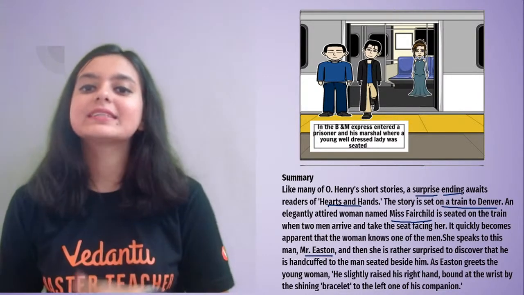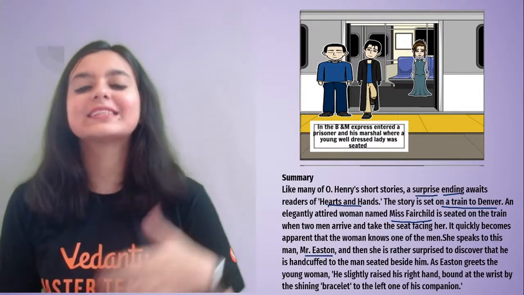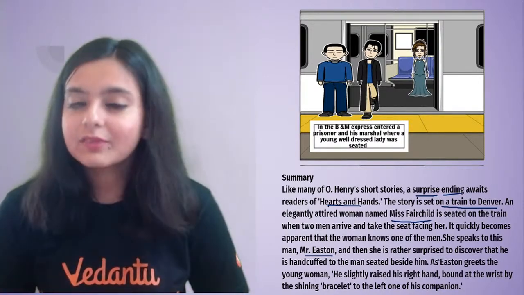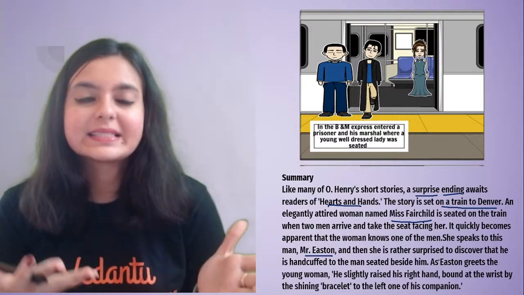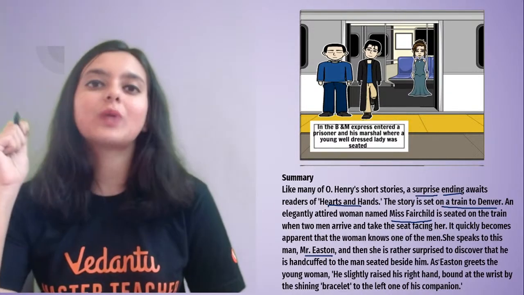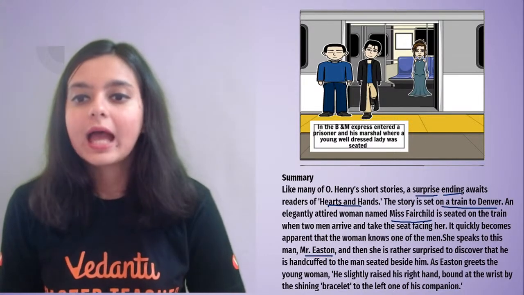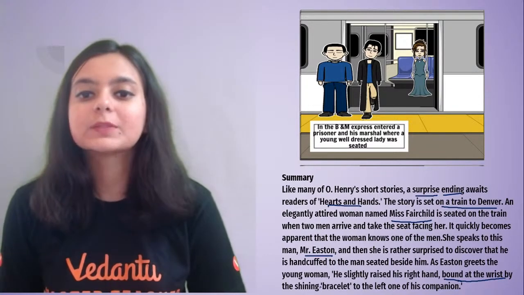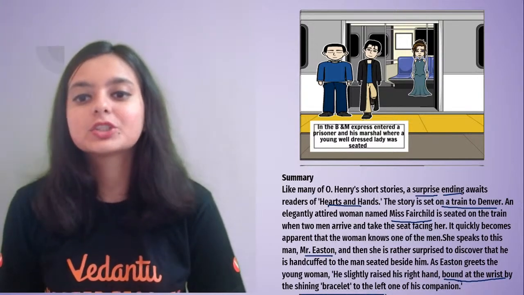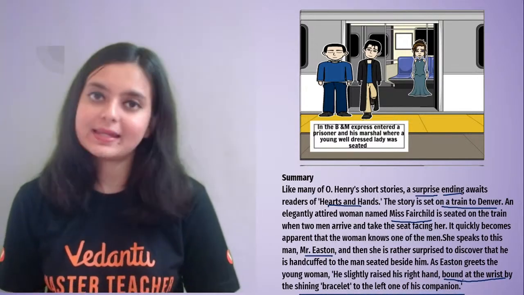As Easton greets the young woman, he slightly raises his hand. So when Easton was about to greet that woman, Miss Fairchild, he raised his right hand. And what did she find? She found it was bound at the wrist by the shining bracelet to the left one of his companion.